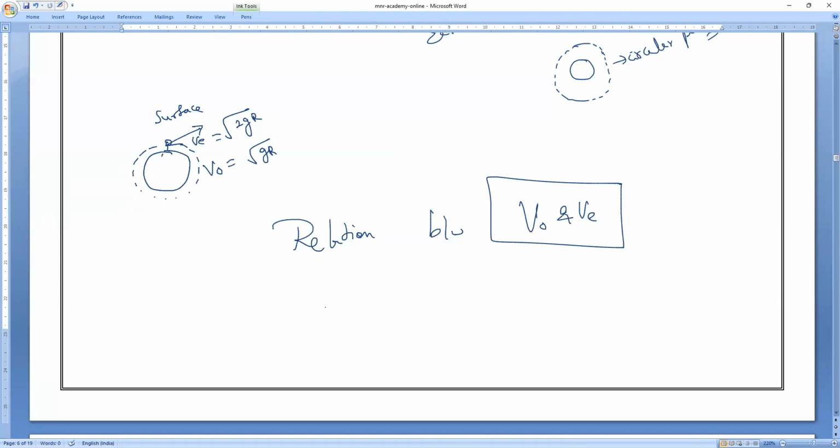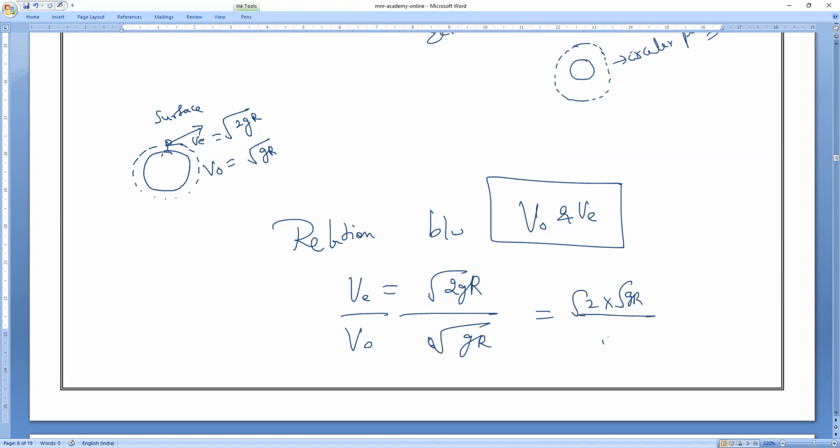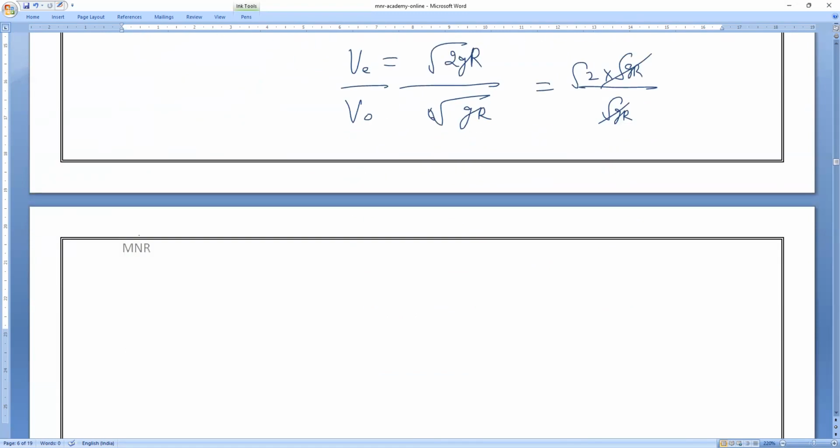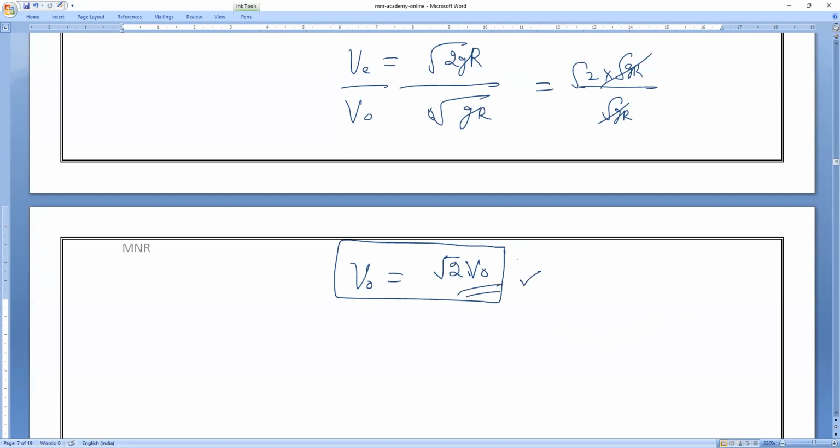If you have noticed, it is very simple. Escape velocity is root over 2gR, orbital velocity is root over gR. So the ratio is root 2 into root gR divided by root gR, and gR gets cancelled. So what is the relation? We get that escape velocity is approximately root 2 times the orbital velocity. Do you all understand, everyone? Everybody clear? Please respond.